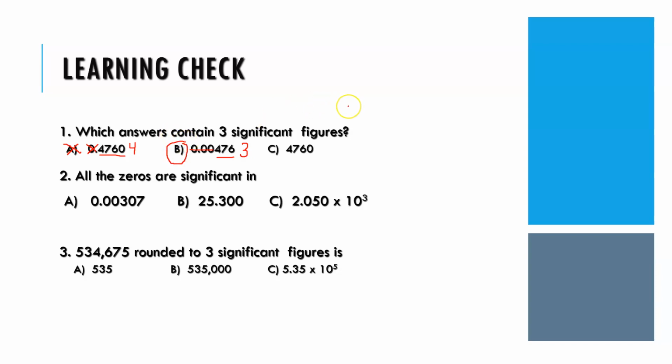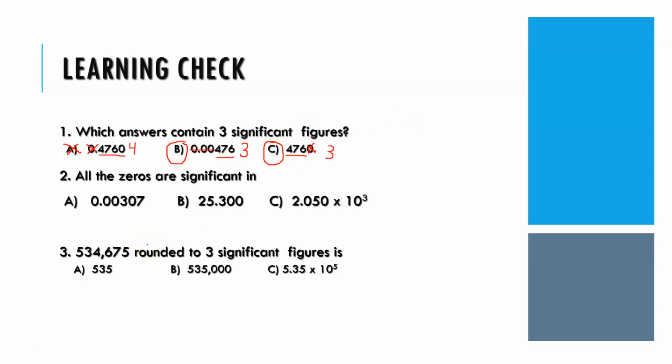But you know Miss Hinkson is a big fan of select all that apply, so it's always a good idea to check your other answers. So this one, all our non-zero numbers count, but zeros at the end only count if there's a decimal, which there's not, so that means that 0 at the end doesn't count either, meaning this one also has 3.